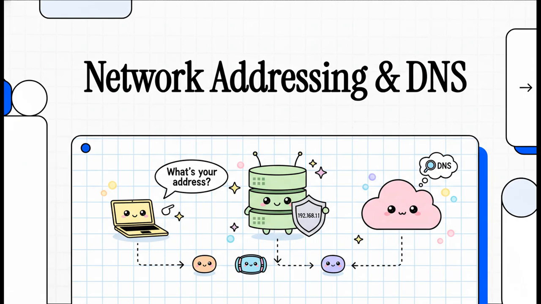Right then, in this explainer, we're going to get our heads around a really fundamental concept for your GCSE Computer Science studies: how devices on a network actually find and talk to each other. It's absolutely key to understanding how the internet works, so let's dive straight in.